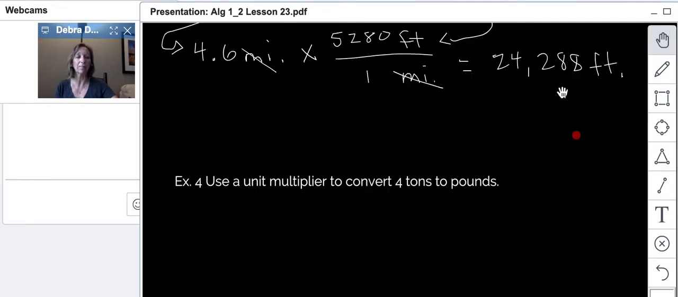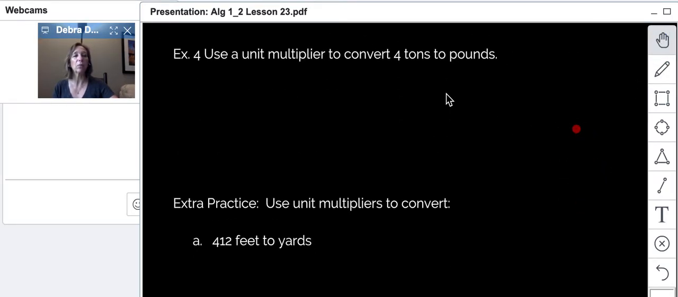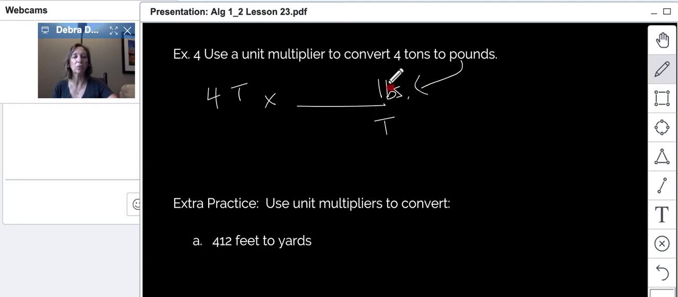Okay, keep going. Use a unit multiplier. Now we're going to convert 4 tons into pounds. So we write our 4 tons. We'll just use a capital T for tons. And we're going to go into pounds. All right, so we put our tons down here. Make sure they're diagonal. Make sure what you're looking for stays in the numerator, and what you start with is right here. You can always put it over 1 if it makes a difference for you.